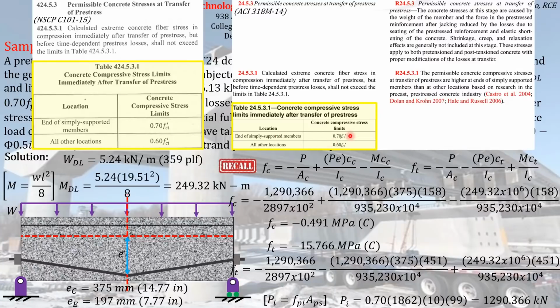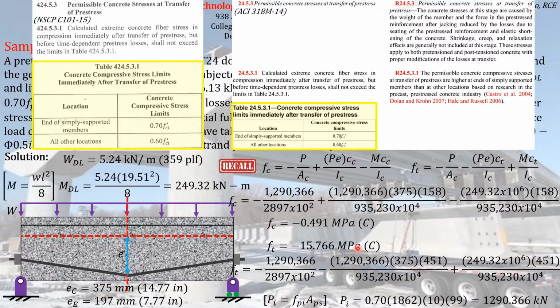So we have two formulas given here. So the first one is the limit on the compressive stress on the ends of simply supported members, and the other one is the limit on the compressive stress on all other locations. So the question at hand falls on the second row of the table because we are concerned on the stresses at midspan and not on the ends of a simply supported member, which is what is described here on the first row. So we will use this second formula, the all other locations.